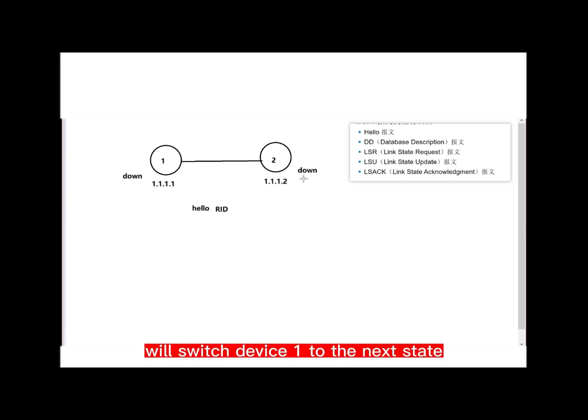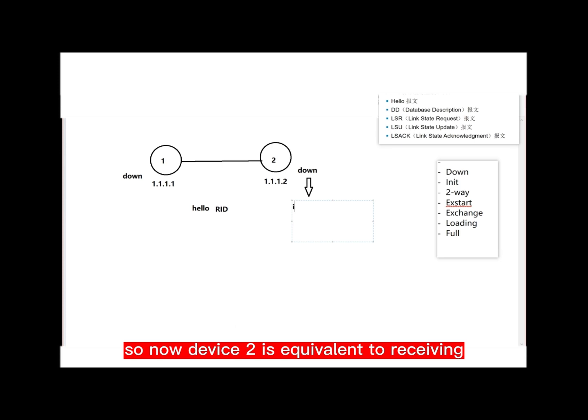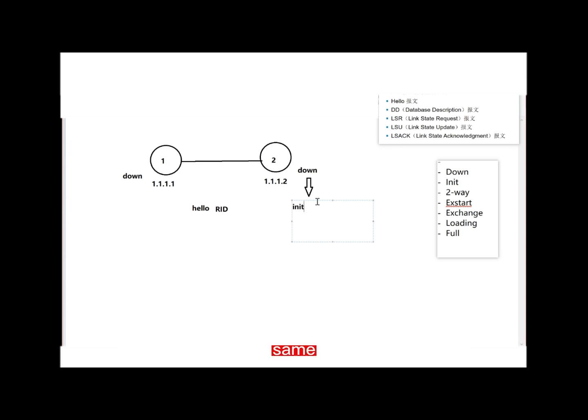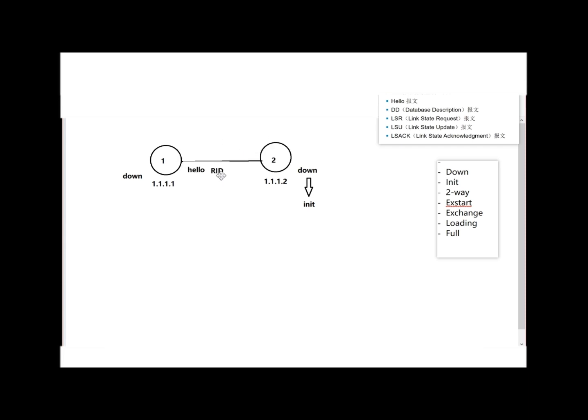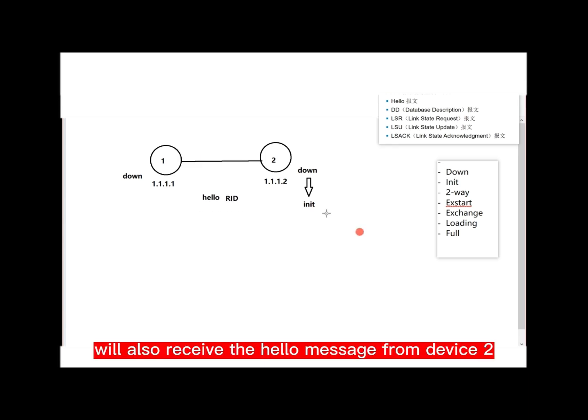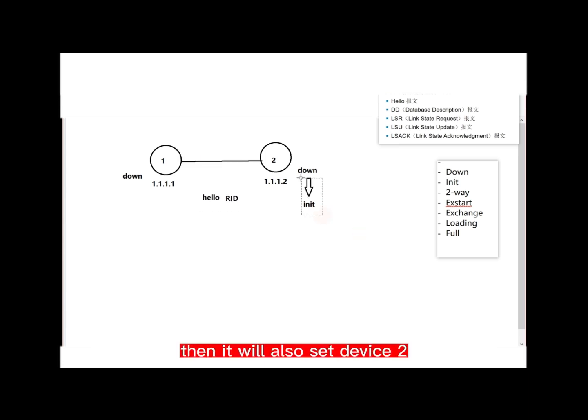Then now device 2 will switch device 1 to the next state. When it looks at device 1 locally, the device 1 it sees is in the second state at this time, called init. So now device 2 is equivalent to receiving. Same. After device 2 is turned on and running OSPF, the hello packet should also be sent out. So at about the same time, device 1 will also receive the hello message from device 2. Then it will also set device 2 to the init state at this time.